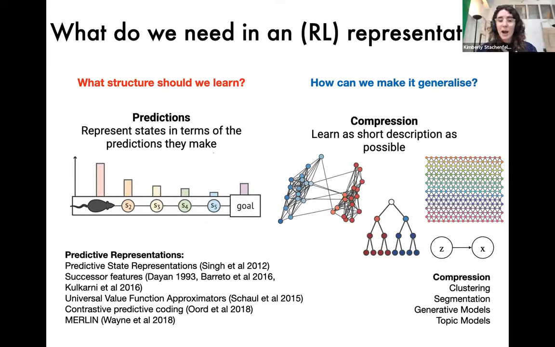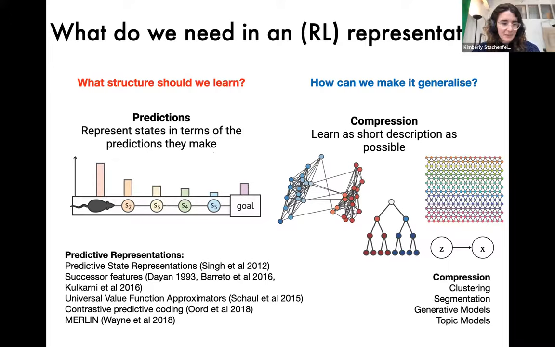Instead of listing individual works here, I really just listed areas of machine learning that take a different perspective on compression. It's a very ubiquitous and widely applied concept. So there's just a lot of stuff in that space.